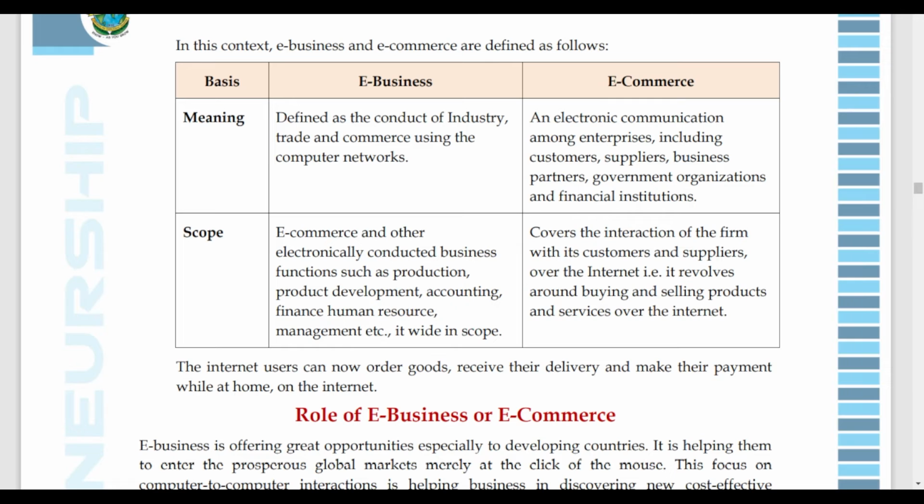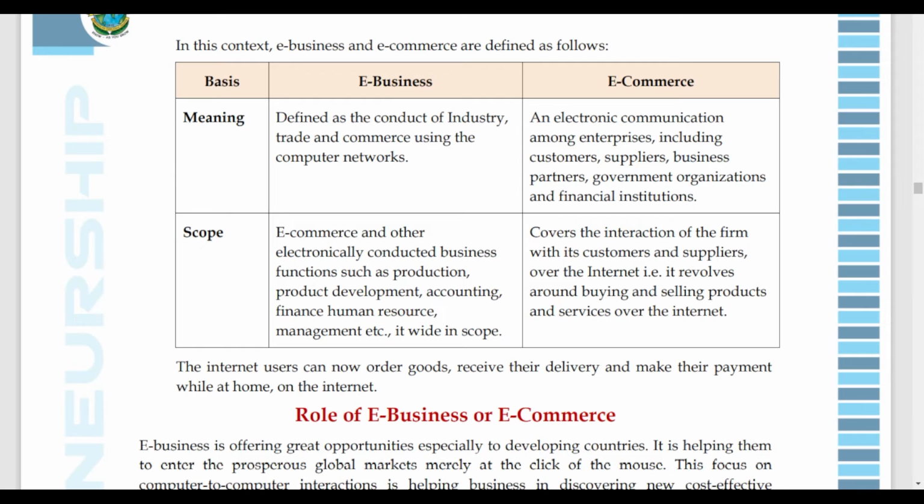The meaning of e-business is defined as the conduct of industry, trade and commerce using the computer networks. The meaning of e-commerce is an electronic communication among enterprises including customers, suppliers, business partners, government organizations and financial institutions. The scope of e-business is e-commerce and other electronically conducted business functions such as production, product development.